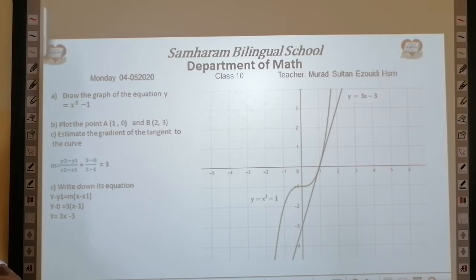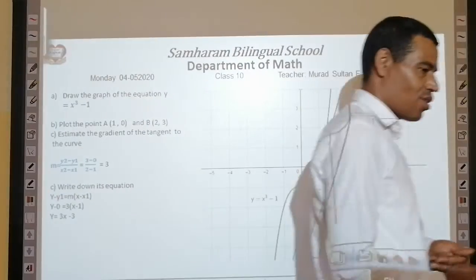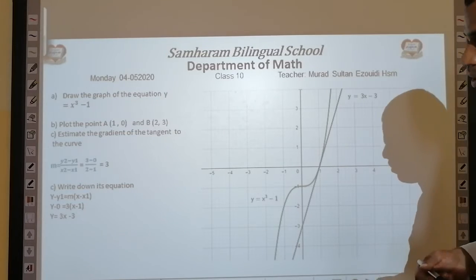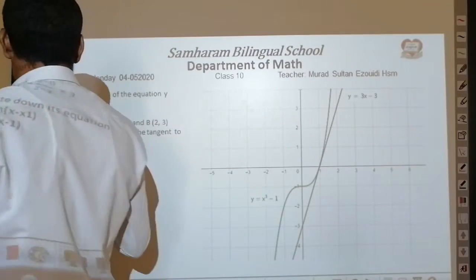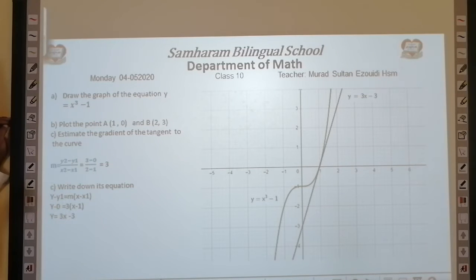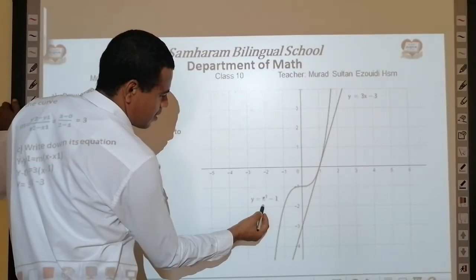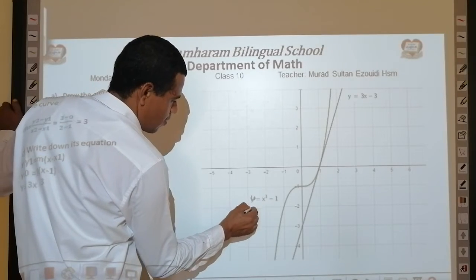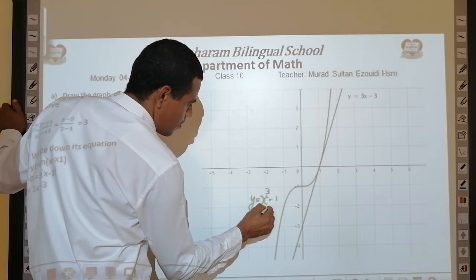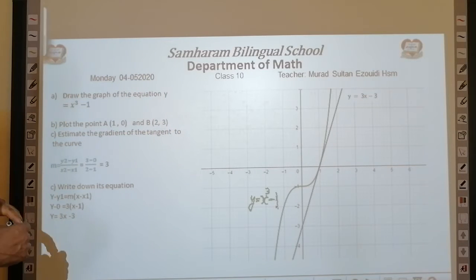Here we have the graph of a nonlinear equation. In fact, it is a cubic equation, written in the form x cubed minus 1, the difference between two cubes. So this is the graph of my equation y equals x cubed minus 1, and this is the tangent.